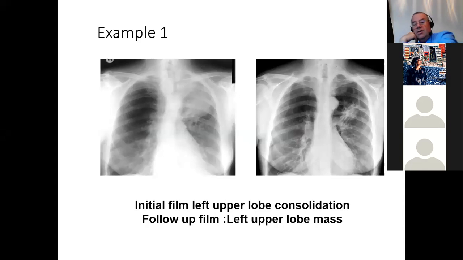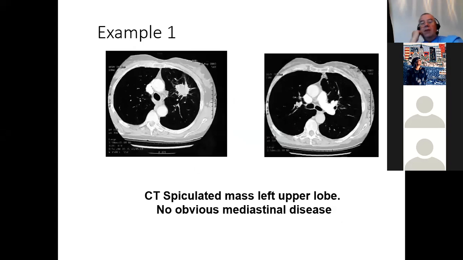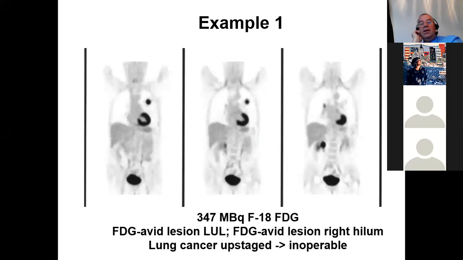And as the consolidation cleared, a mass was seen in the left upper lobe. And here is a big spiculated mass, but there wasn't much else you could see. There was no lymphadenopathy. But here you can see very nicely the mass, which is FDG avid, and then there is a contralateral lymph node. So this is an N3 under the new TNM staging, which is inoperable.